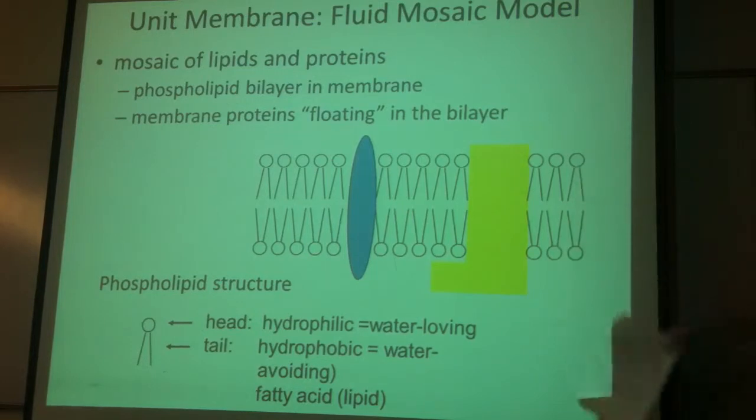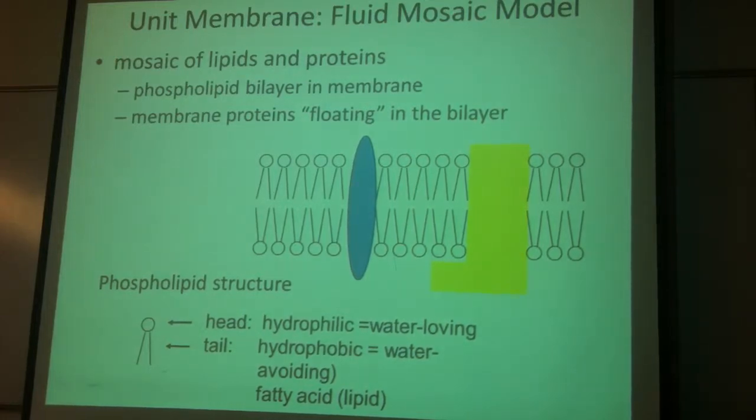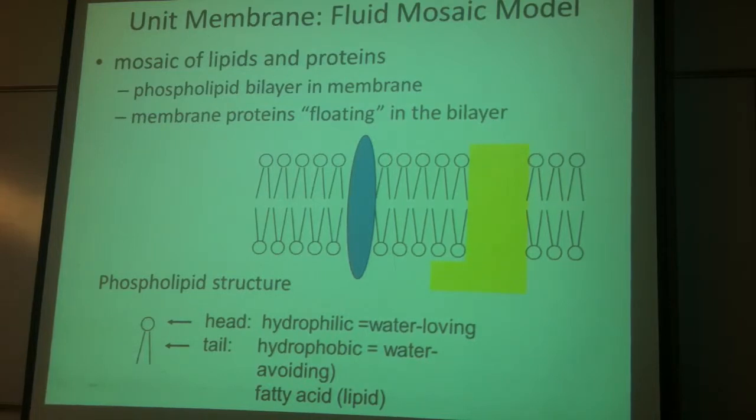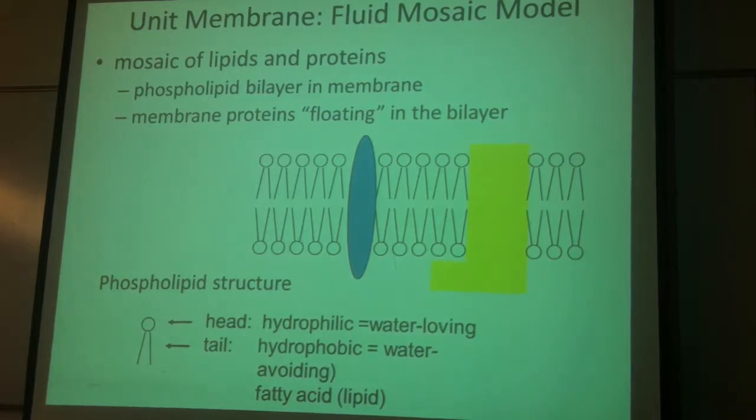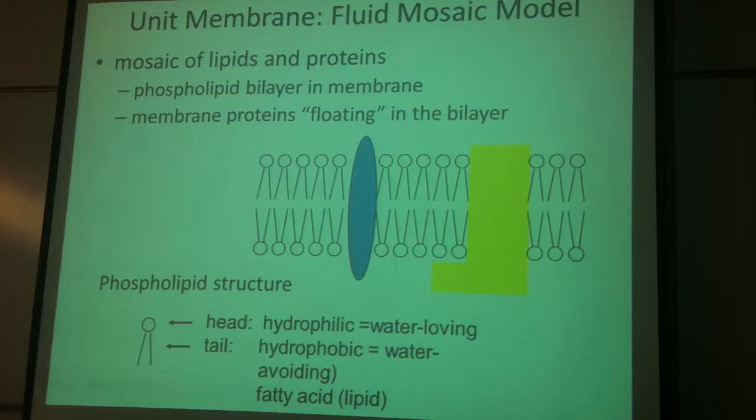But we also have these big proteins. The current model is that there's something called rafts, and so these proteins are kind of grouped together in rafts. So you might have a big span of membrane that has nothing, it's just lipids, and then you might have clusters of these proteins. But there's still some debate on that one. So it's called a phospholipid bilayer because you have those phosphate heads, and you have two layers.